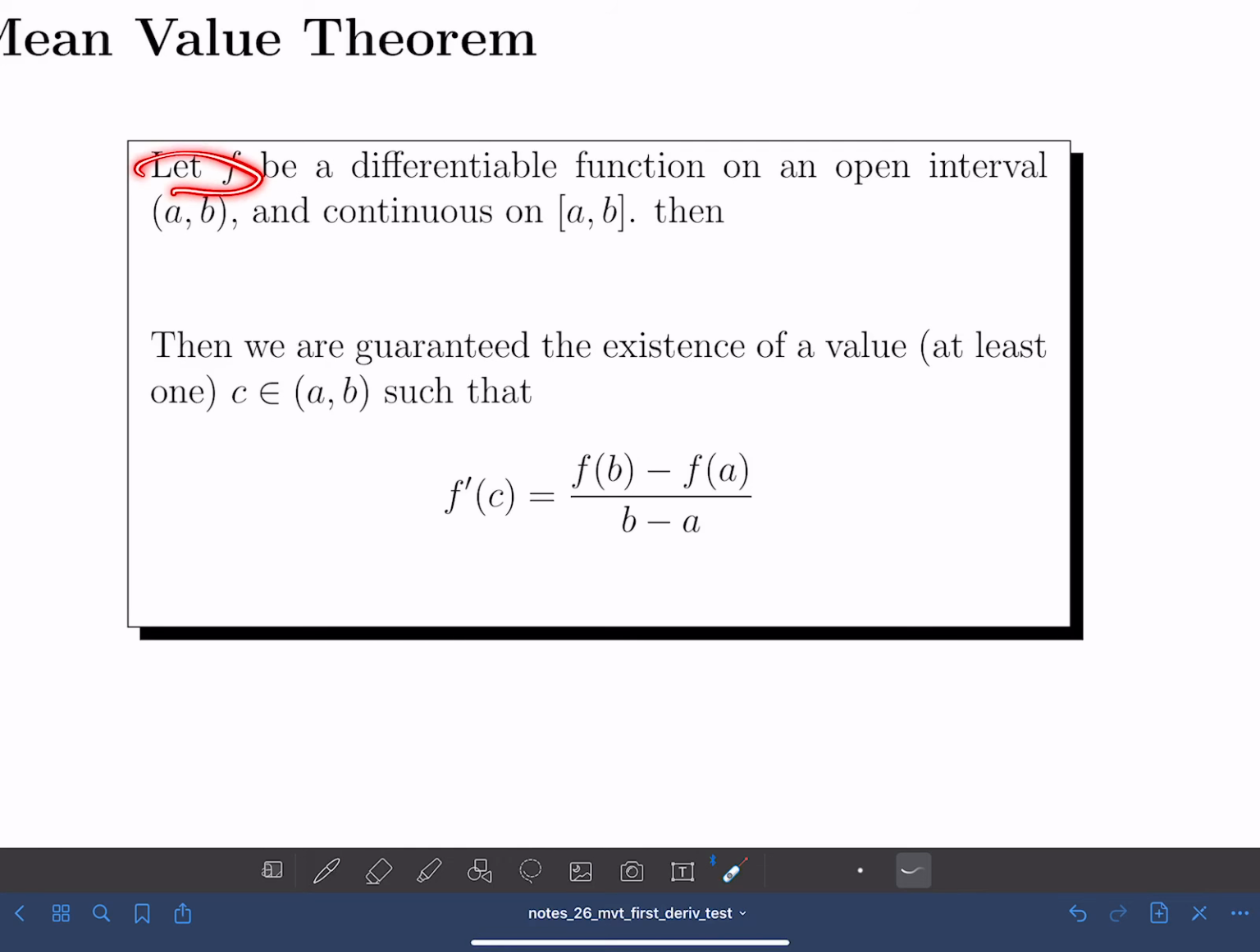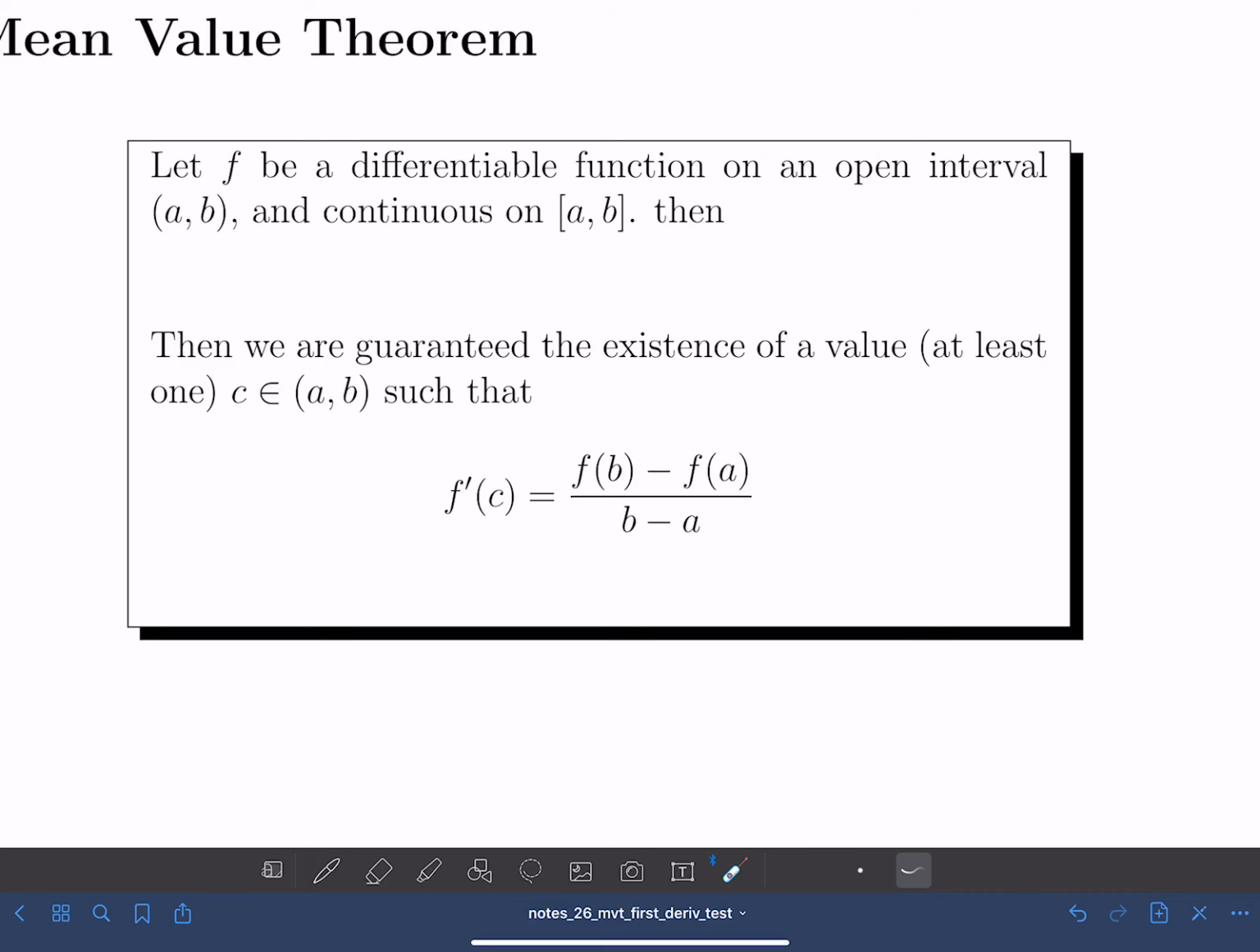So let's let f be a differentiable function on an open interval from a to b. It's fine if it's differentiable on a closed interval, also fine. We just don't care what happens at the boundary points as far as that goes. And continuous. That means f of a and f of b actually exist. I really need those, and there's no stupid jumps. All right, nice and continuous.